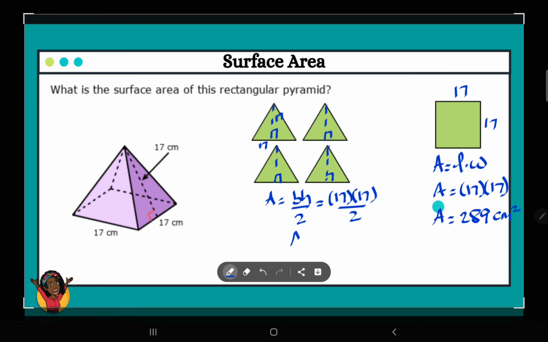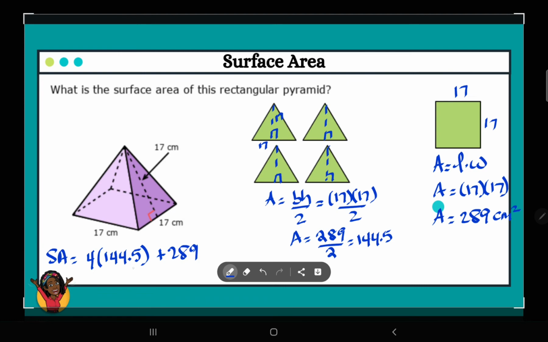And for our triangle, we're doing the same thing. So we have 17 times 17, which is 289. And that's being divided by 2, which is equal to 144.5. Now we know there are 4 of these. So to calculate my surface area, I can rewrite it over here. So I'm going to multiply the 144.5 times 4 to represent all of the triangles plus 289, which is the area of our square.